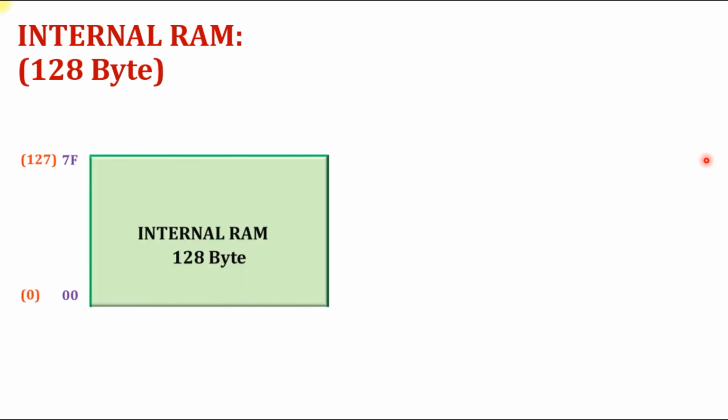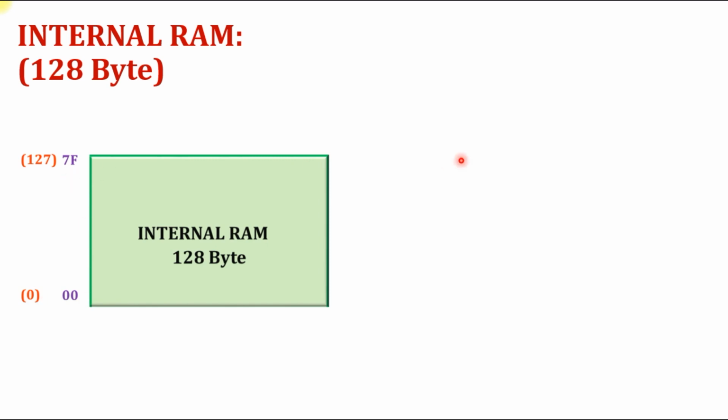So the 8051 has 256 bytes of internal RAM, but only 128 bytes are given for the scratchpad RAM application. I mean the temporary data read and write application. The scratchpad RAM means the memory location that is allocated for temporary data read and write operation, right? So this is 128 bytes of RAM. The starting address is 00 to 7F.